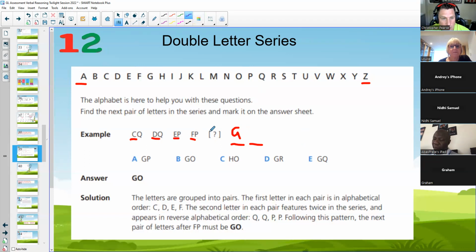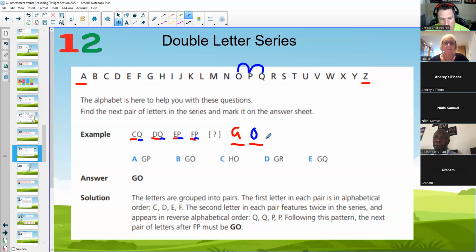Now, once we've done the first letter, we're then going to look at the second letter of each pair. And this one just repeats. So it's Q and Q. Then I go to P and P. So we're in this instance going backwards. So I need to go backwards to the next letter because, of course, they come in pairs. And, of course, I need an O.